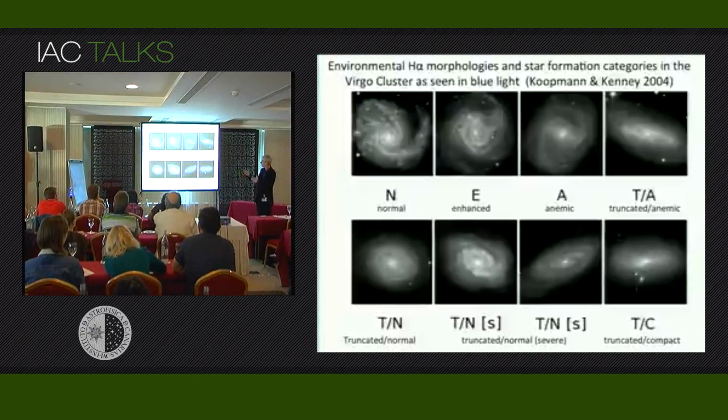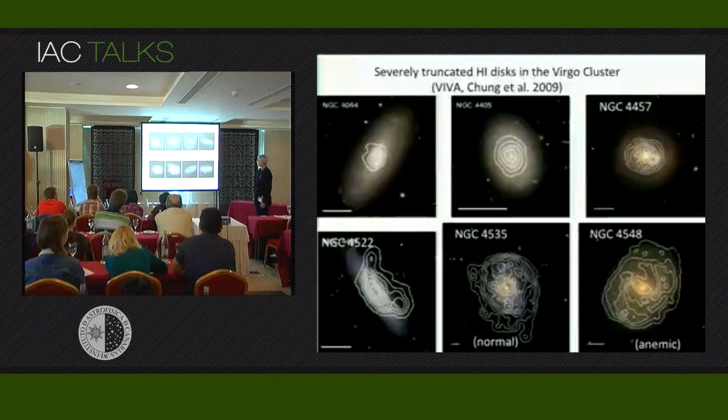NGC 4569, which is this one, is similar. It has dusty star formation, a very bright center. In the inner regions, nothing going on outside. And finally, truncated compact has all the gas star formation in the center. And that's, I think that's NGC 4424. So these are some of the interesting environmental morphologies found by those authors in the Virgo cluster.